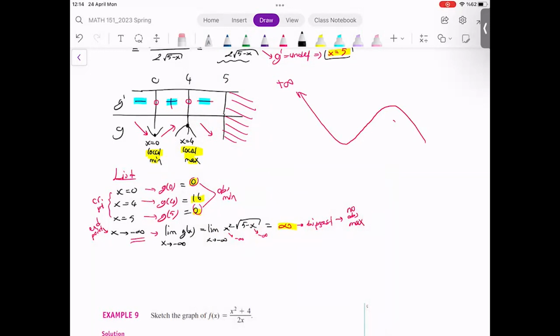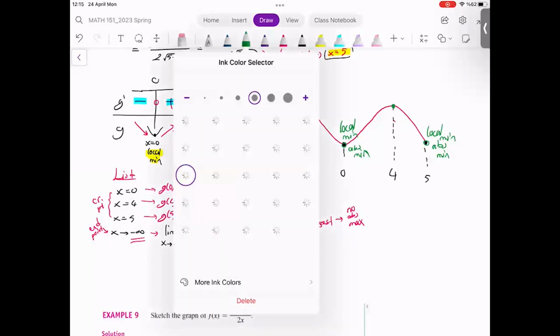And at x equals 0 and x equals 5, sorry, this is 5, and this is 4, I guess. Yes. At x equals 0 and 5, it gets its minimum value of 0, right? So these are absolute min, sorry, absolute min, of course, not max. Absolute min values. At the same time, they are both local mins. And there is this point attained at x equals 4. This is the local max, okay?